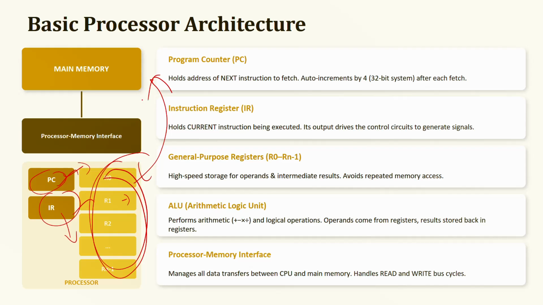Simply, we can say the program counter holds the address of the next instruction, whereas the instruction register IR holds the current instruction being executed, and its output is derived through the control unit, which is the control circuit that generates signals. The general purpose registers are high-speed storage elements for operands and intermediate results, in order to avoid repeated memory accesses.